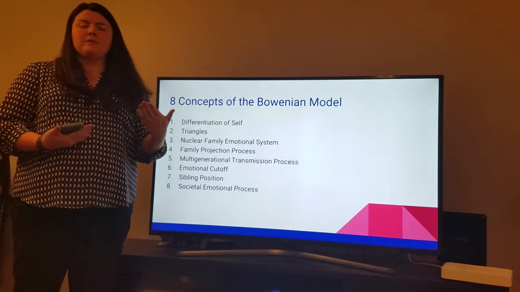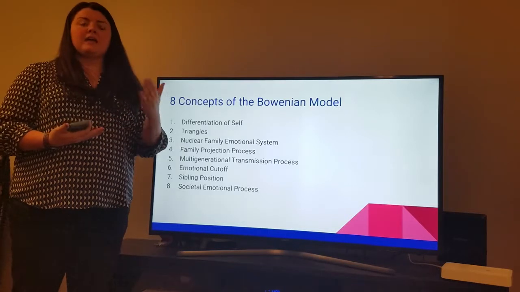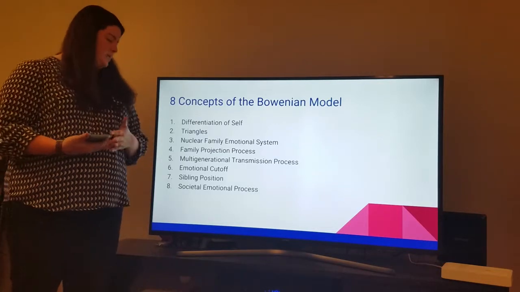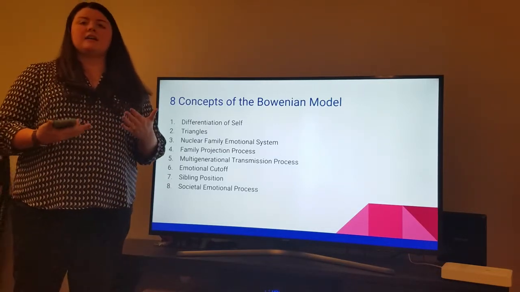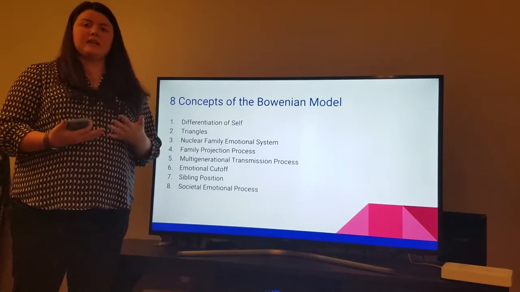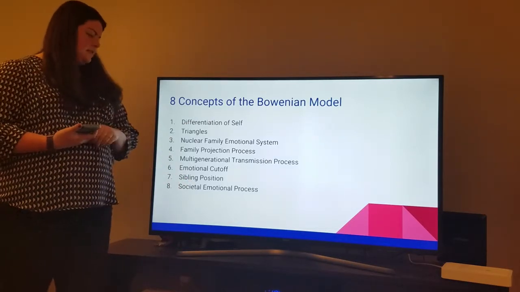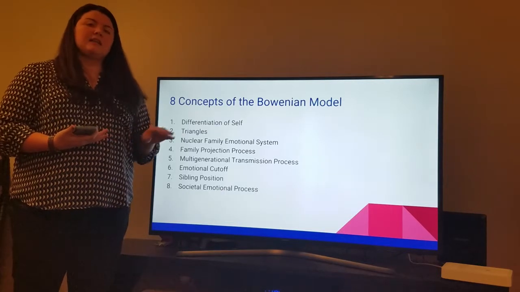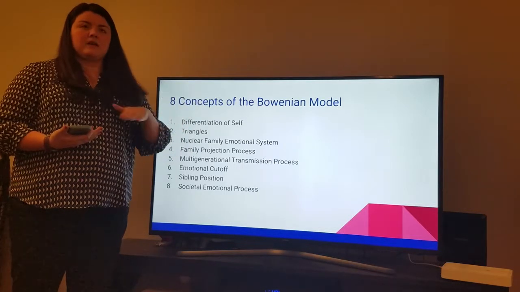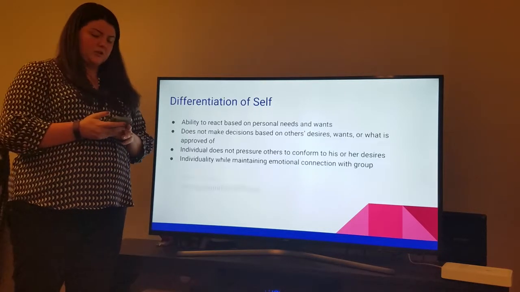Emotional cutoff: how people distance themselves in times of anxiety or tension within the family, how they solve this problem by becoming emotionally cut off, and what that means for them in the long run. Sibling position: the roles that people take on, whether firstborn, middle child, or youngest, what that means, and how it's impacted by the other areas. And then the last piece is the societal emotional process: how all of these other pieces are replicated in our society and create those same issues between the family and societal concerns.